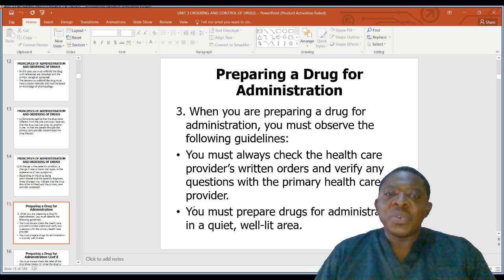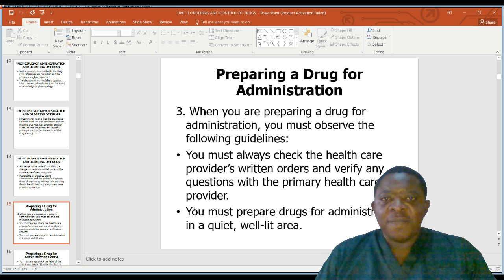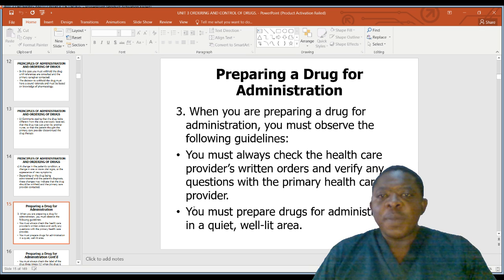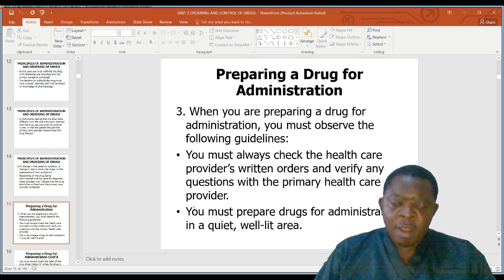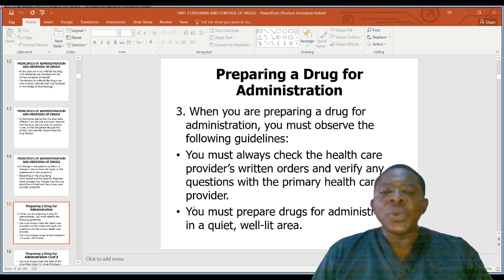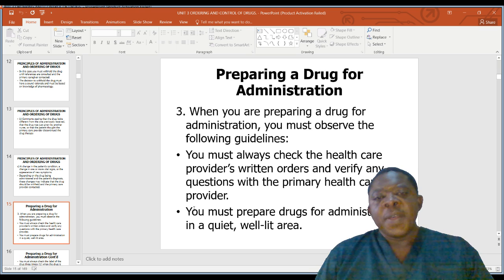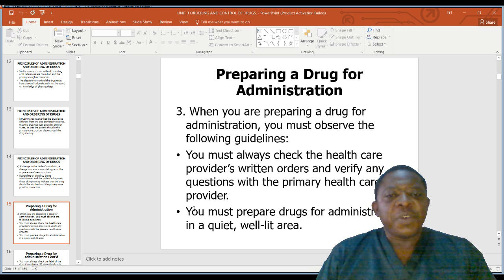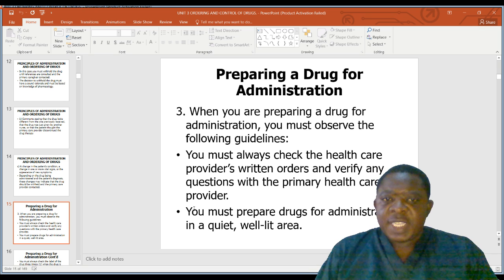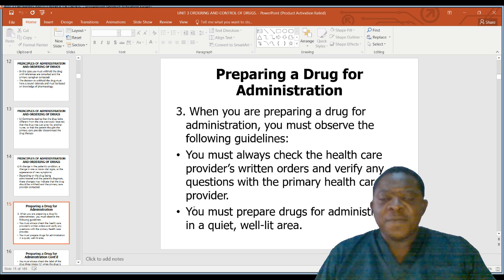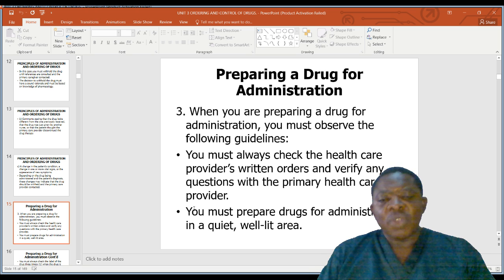The golden rule is that when you are preparing a drug for administration, you must observe the following guidelines. You must always check the healthcare provider's written orders and verify any questions with the primary healthcare provider. So we have what we call drug charts. For each and every patient, you have to verify that the drug has been prescribed before you give. As you are giving the drug, verify with the treatment chart that the drug was prescribed for the patient.